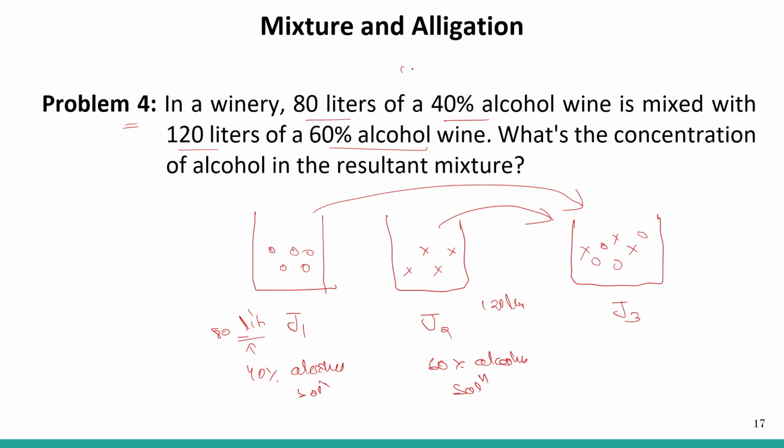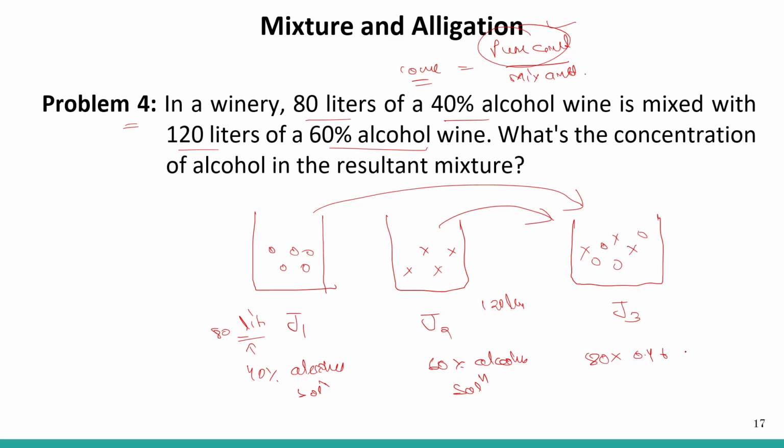Okay, so how can we measure the concentration? Because concentration is equal to what? Pure amount by mixture amount, right? So we want to calculate the pure alcohol amount. So how much pure alcohol comes from this? So it will be 80 into its concentration in percentage to decimal form. So it will be 0.4.